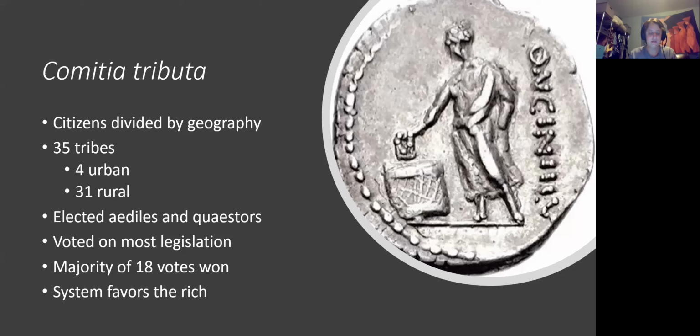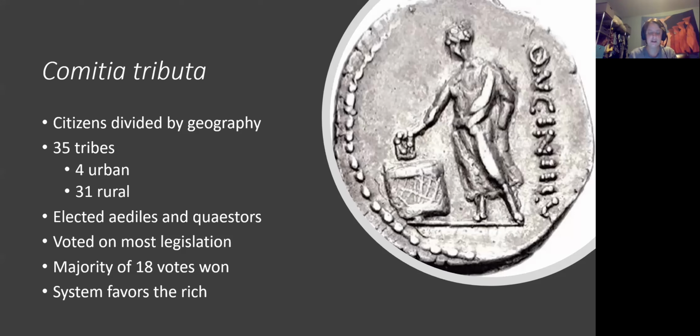The second voting assembly was known as the Comitia Tributa. In this assembly, the citizens were divided into tribes by geography. There were 35 of these tribes, 4 urban and 31 rural. They were tasked with electing the aediles and quaestors and voted on most legislation. Just like the Comitia Centuriata, each tribe voted amongst themselves before casting a vote as a tribe. Also, just like the centuries, the voting stopped once a majority of 18 was reached.